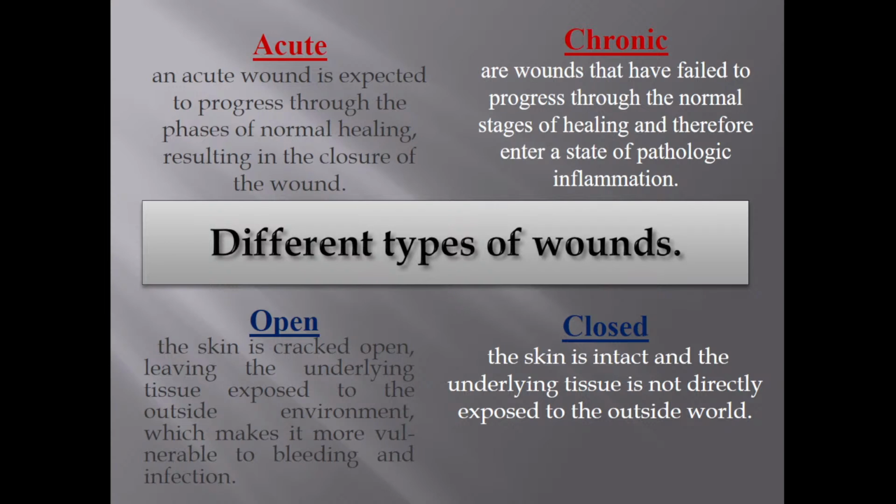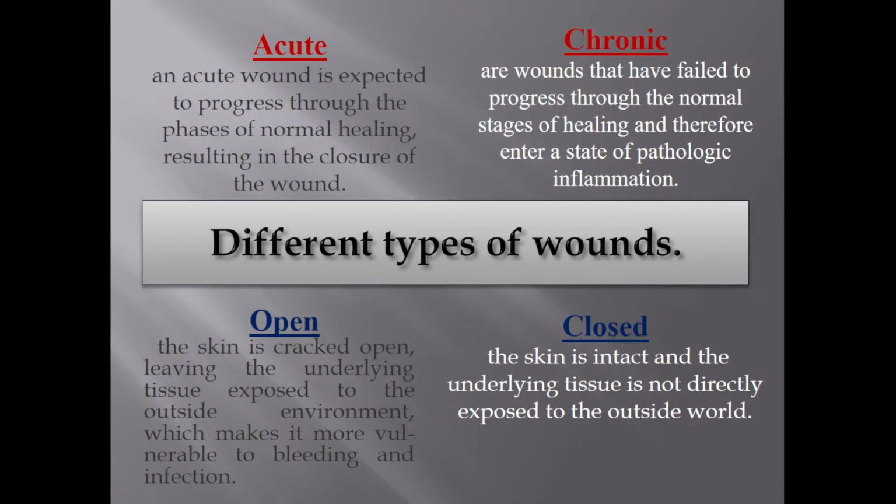In the next slide, you can see different types of wounds as injuries of soft tissues. And of course, they can be classified, for example, as open and closed, acute and chronic. Let's see what it means, acute or chronic wounds. Acute wounds are expected to progress through the phases of normal healing, resulting in the closure of the wound. And chronic wounds are wounds that have failed to progress through the normal stages of healing and therefore enter a state of pathologic inflammation.